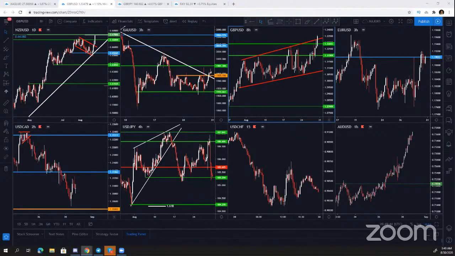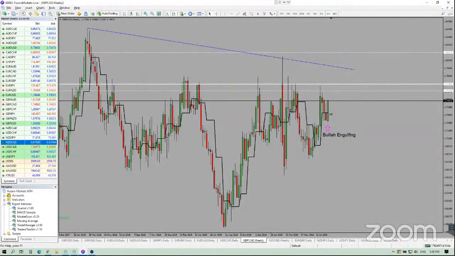I will show you some charts, definitely. And the first chart I want to look at here is the pound CAD, and this is a weekly chart. This is a weekly chart for pound CAD.